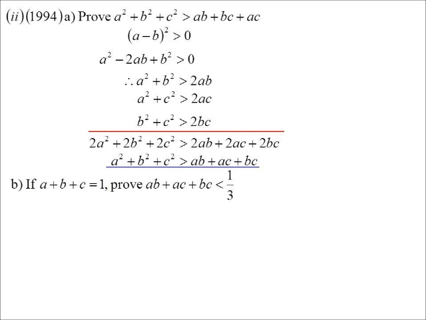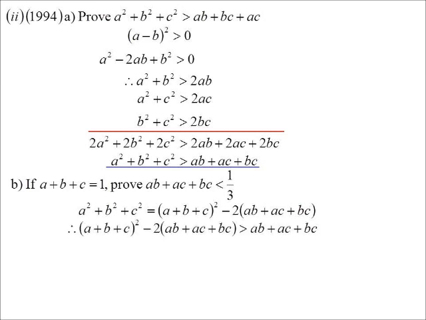We're going to prove ab plus ac plus bc is less than a third. Well, a squared plus b squared plus c squared, using that common idea, we often use it in probability, we often use it in sum and product of roots, same sort of idea, but it's that expression again: a plus b plus c all squared minus 2 times ab, ac, bc. So I can play with that.